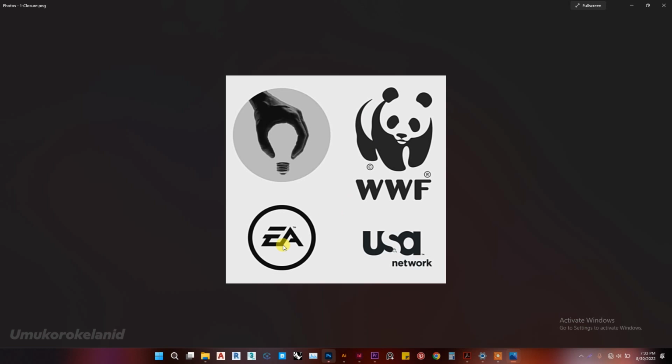A perfect example is the EA logo. It has a space in between the strands of the letter, which makes us understand that this is the letter E, even without the fact that these strands weren't there. We still understand that this is the letter E, and the same thing applies to this A. So I've talked about the USA logo here.